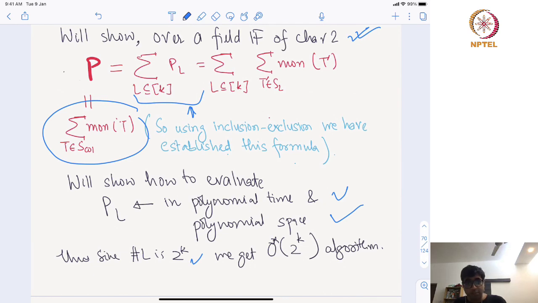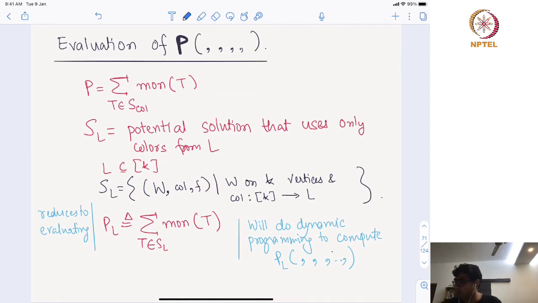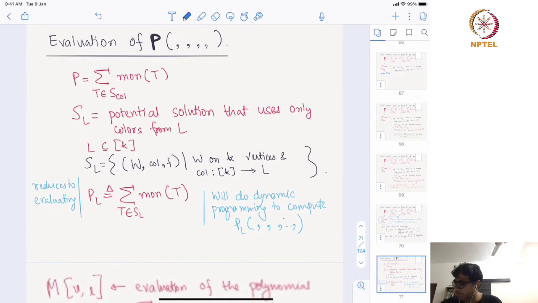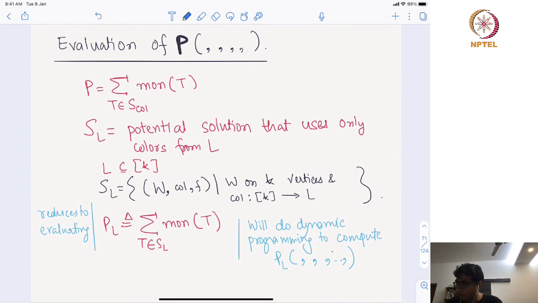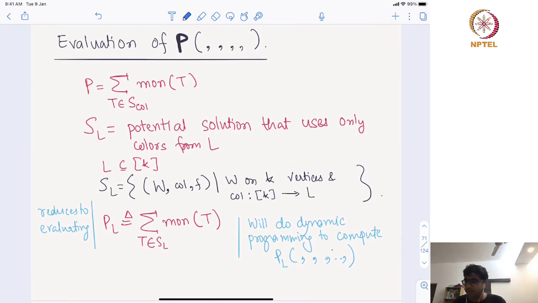All that remains to show is how to compute the evaluation of PL. This is a simple dynamic programming algorithm, so let us spend a few minutes on that. So, evaluation of P is this. SL is a potential solution that uses only colors from L. So, we have reduced this to evaluating PL by definition, the sum over T in SL of mon T, and we will do dynamic programming to compute PL.